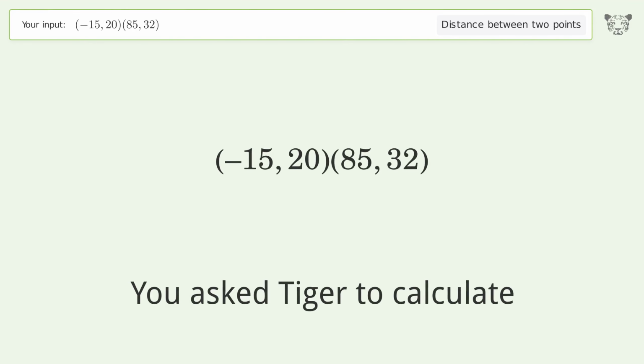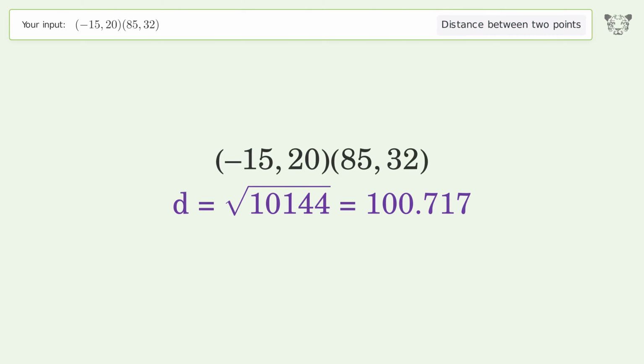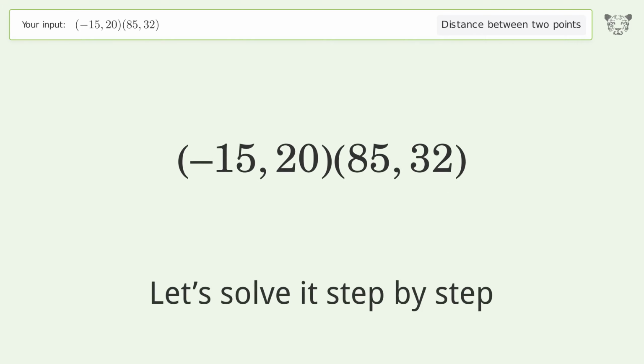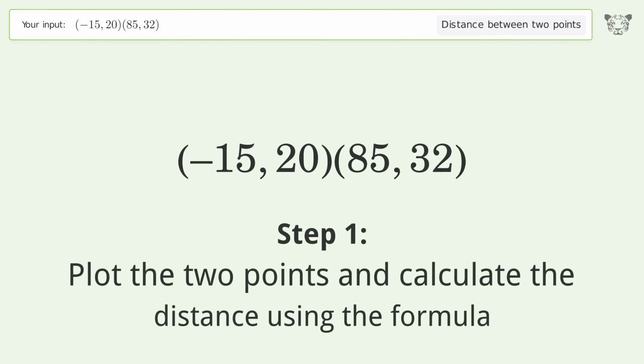You ask Tiger to calculate. This deals with the distance between 2 points. The distance between the 2 points is the square root of 10,144, or 100.717. Let's solve it step by step. Plot the 2 points and calculate the distance using the formula.